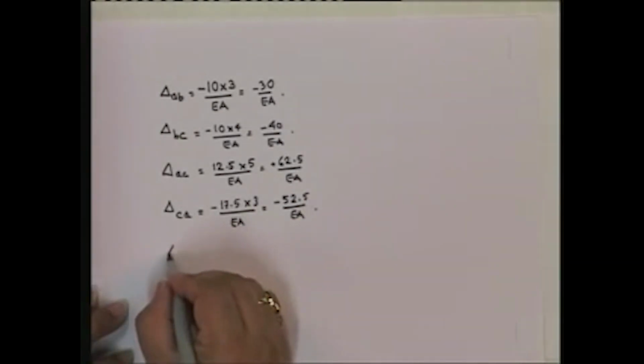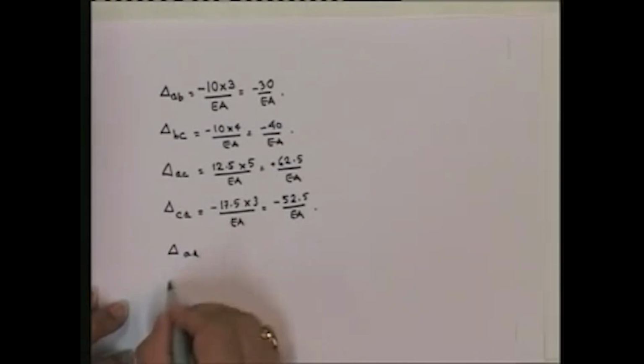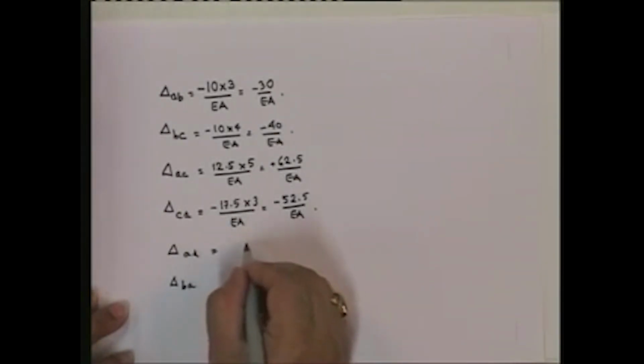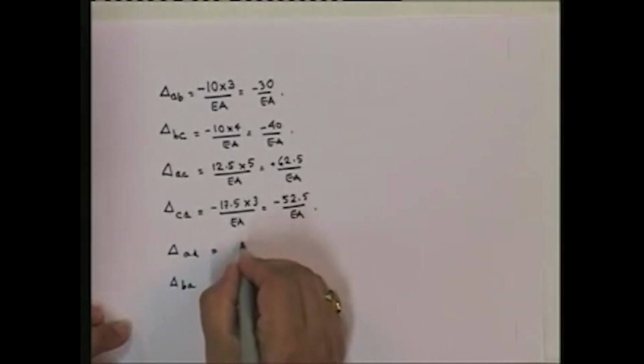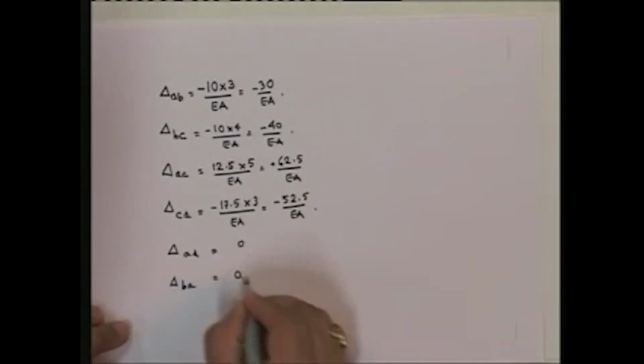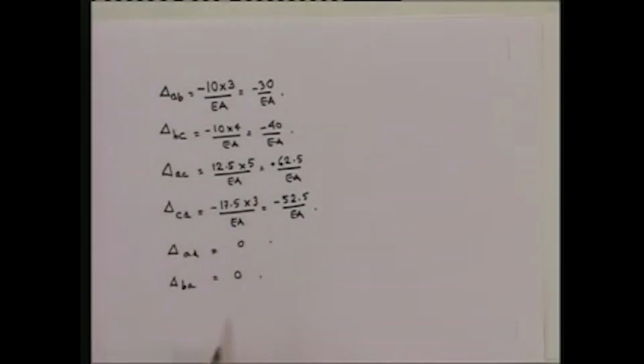And finally delta AD and delta BD, what are they equal to? Since the forces are 0, 0, the deformations are also going to be 0. So I'm just going to write them as 0. The deformations are going to be 0.